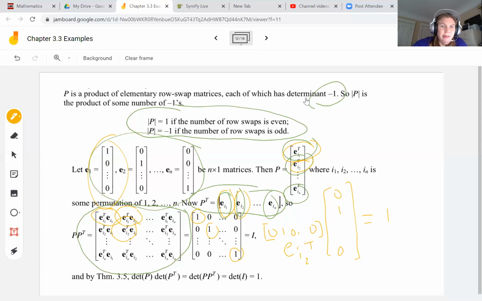So you can see to get a 1, you have to have e_i2 transpose multiplied by e_i2, e_i3 transpose multiplied by e_i3. If your dimensions are different, the 0s and the 1s don't line up, so you end up with a 0 there. So when we multiply this matrix P by its transpose, we get the identity matrix, and we know the determinant of the identity matrix is 1.